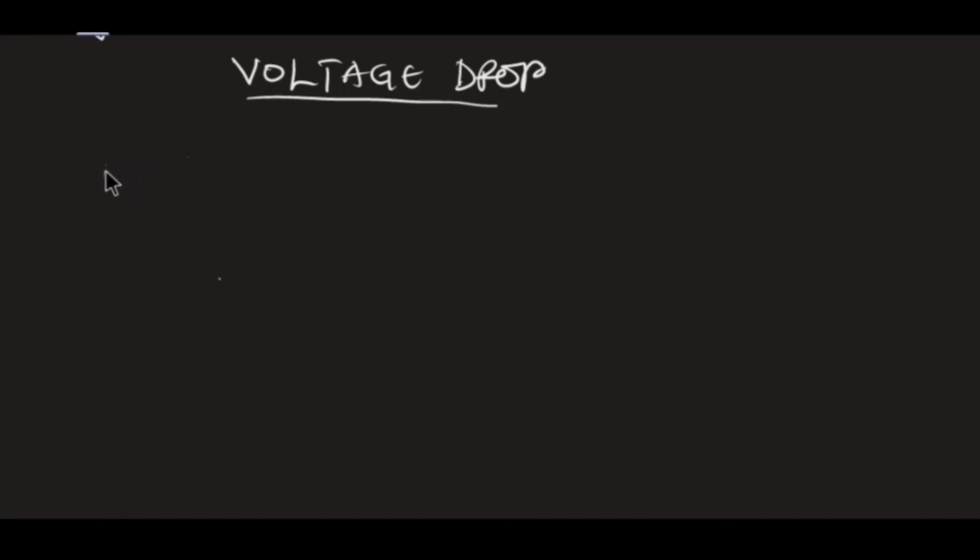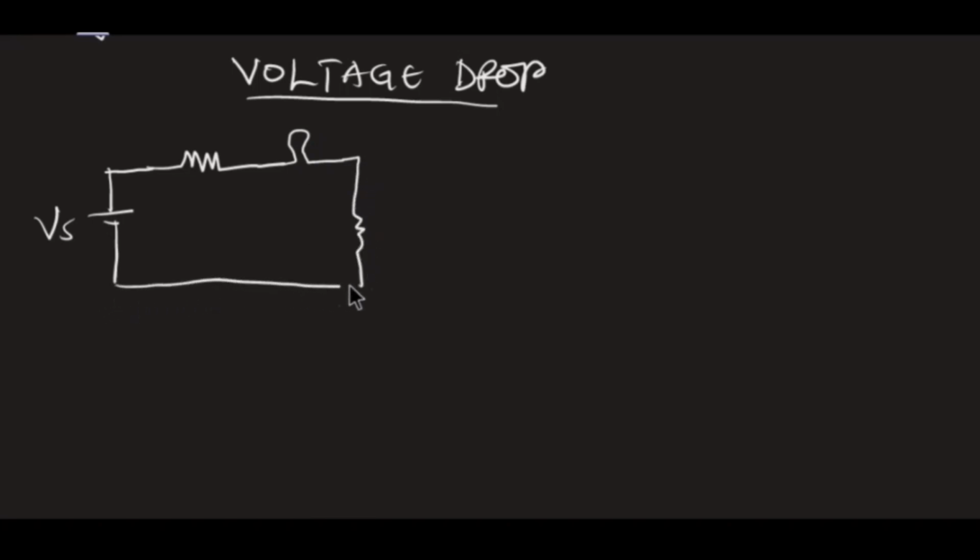So let's see, I have a circuit here and I have a source here. This is my voltage source Vs. There is an element which is a resistor, and I also have an element, maybe a bulb. Then I also have another resistor, maybe somewhere here. Then I'll close it.